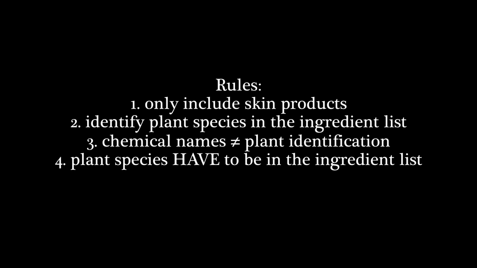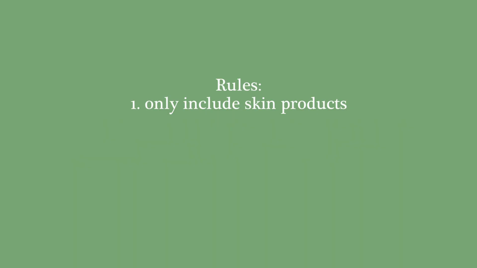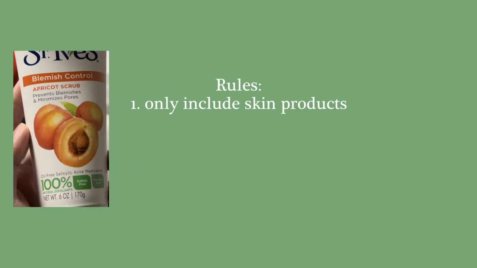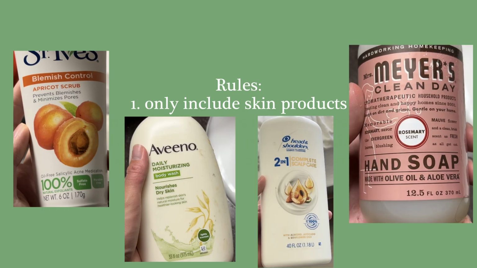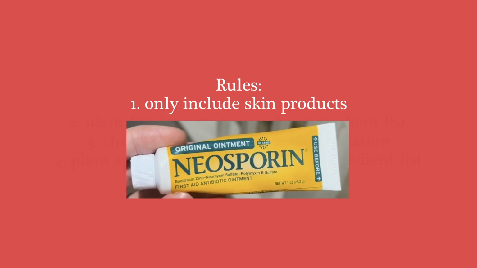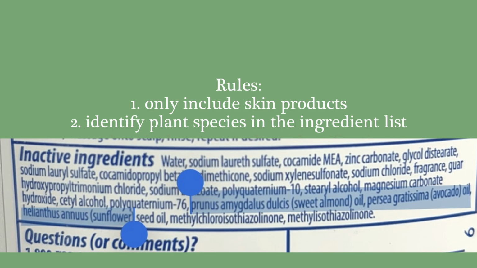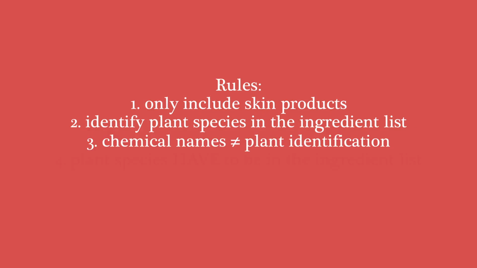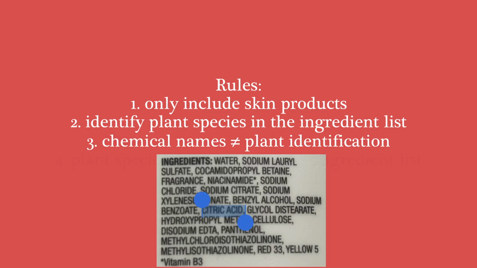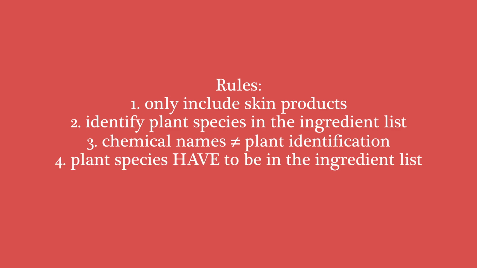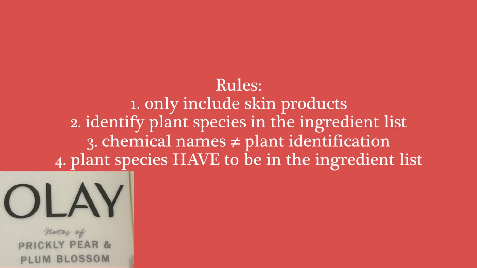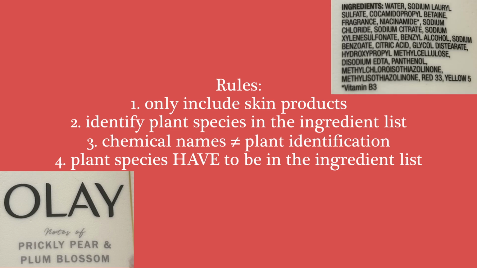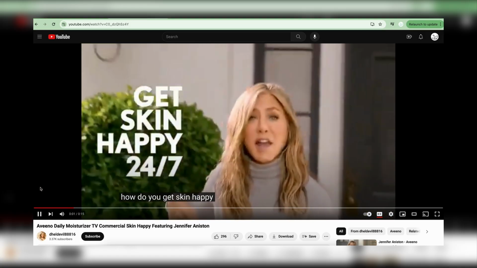Here are some rules that I'm playing by. I'm only using products that apply to the skin, including typical skin products, sanitizers, hand soaps, body soaps, and products that affect the scalp. I'm not including medicines like Neosporin. For the ingredient list, I'm looking out for plant species. I am not counting chemicals named after plants like citric acid, because citric acid can be found in non-citrus plants like berries. I'm not reviewing products like Olay, which advertise prickly pear and plum, but it's not actually in the ingredient list. Why don't we take a look at this Aveeno advertisement?